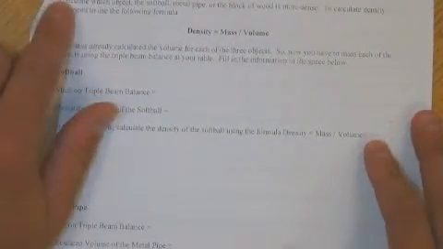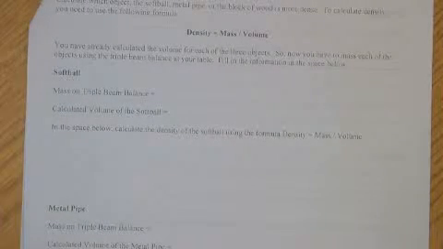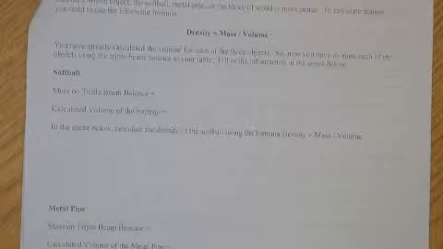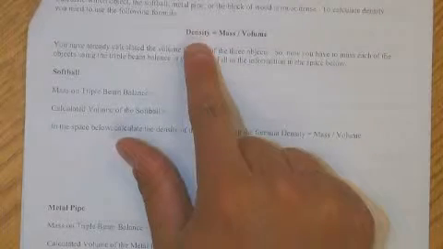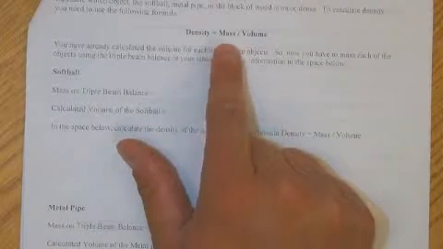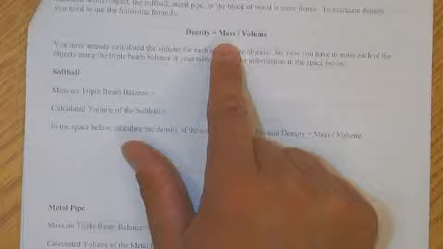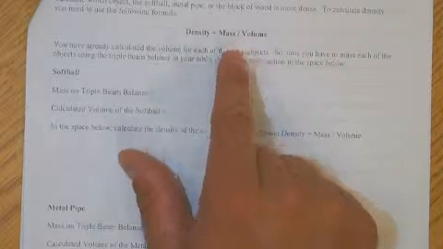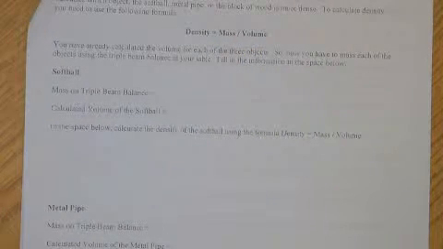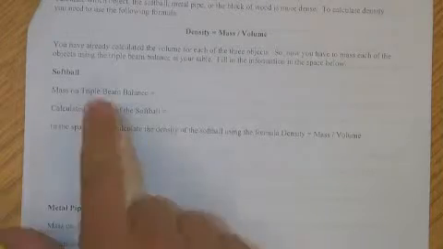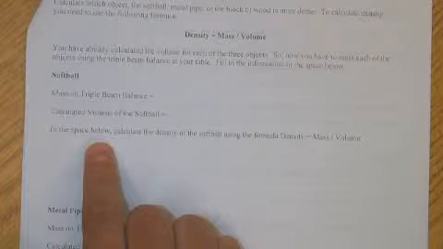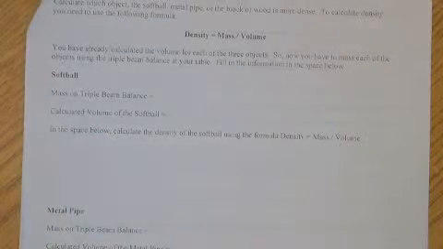It says extension. Calculate which object, the softball, metal pipe, or the block of wood, is more dense. So now we're not talking about volume, we're talking about density. And here's our formula. Density equals the mass of the object, so we'll use the triple beam balance here to mass each object, divided by the volume. The volume we've already figured out. It's in our data table. Okay? So then we'll mass it, we'll calculate the volume, and then do the density formula to figure that out. Please make sure you have units on your answers.